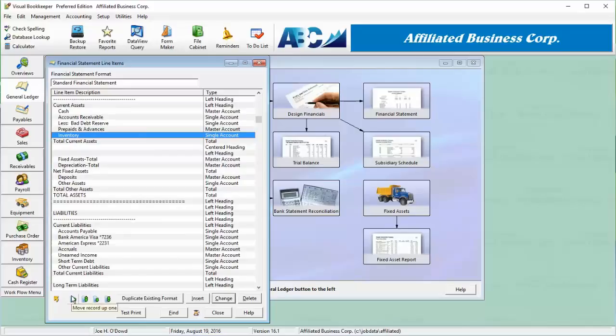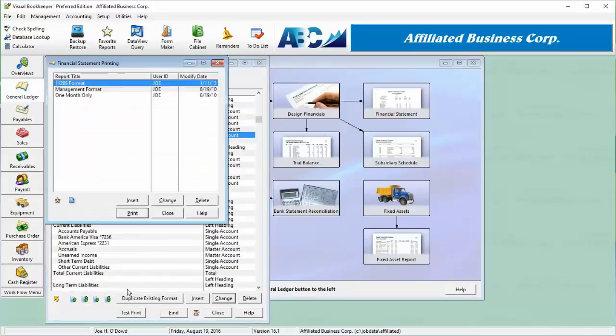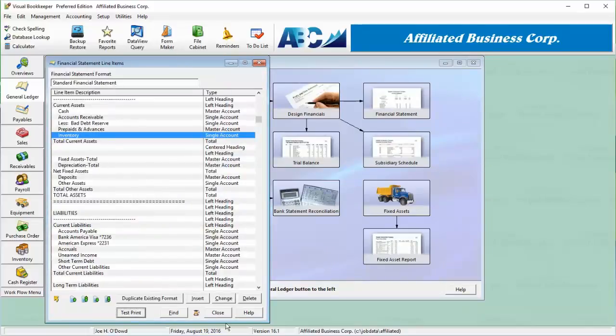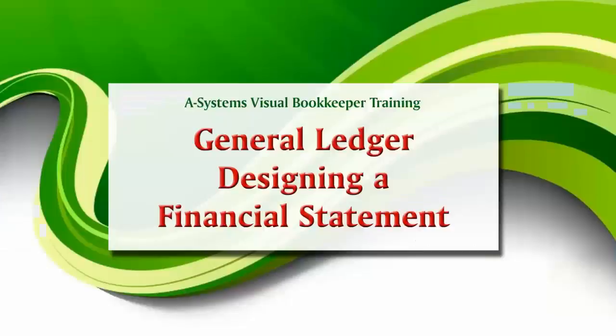We can also click this button, which takes us to the window for printing financial statements, so that we can print a copy of our statement and check our changes. This ends this training session on designing financial statements.